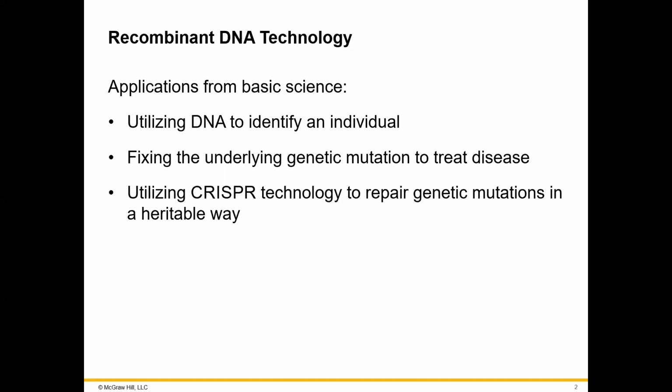So some of the stuff that we can use it for: using DNA to identify an individual. Yes, I'm talking about CSI. Fixing the underlying genetic mutations that you may have or somebody else may have that could be potentially life-threatening, to treat their disease in the active living adult person that has it. How about that? Permanently. How about that? Utilizing CRISPR technology to repair genetic mutations in a heritable way, which would allow us to change your mutations to help you with your genetic disease and keep it from spreading to your offspring.